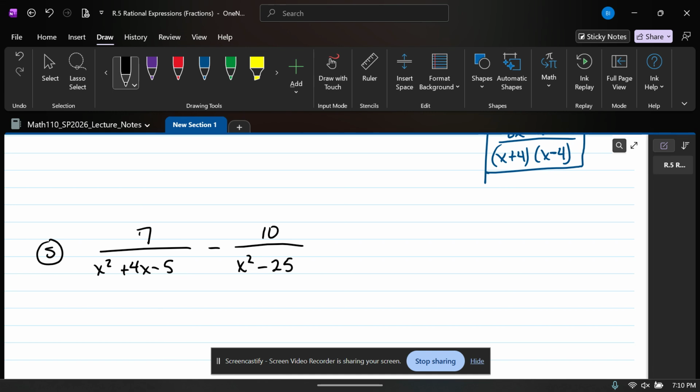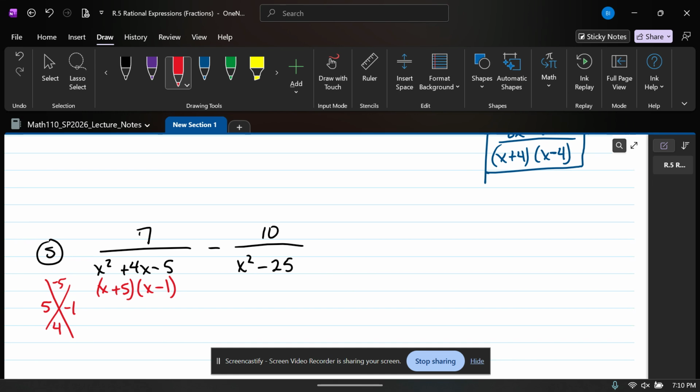So factor this one, the left one. Multiply to be negative 5, add to be 4. 5, negative 1. So x plus 5, x minus 1. And I usually just write that underneath it because that's really kind of the in-between step. I'm not doing anything with it yet, but I'm going to.